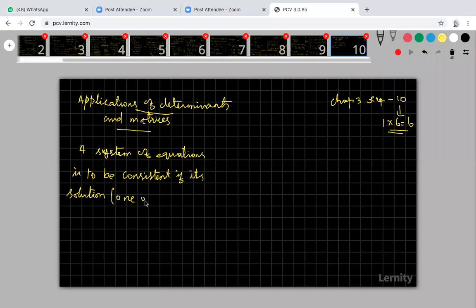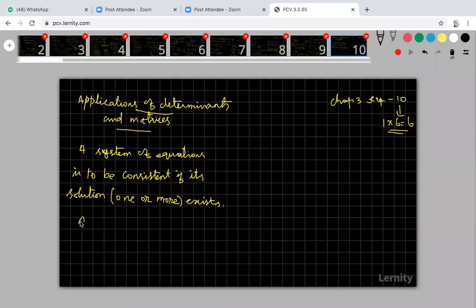Sometimes we get only one solution, which is called a unique solution. Sometimes we get more than one solution, which is called an infinite number of solutions. So if one or more solutions exist, then the system of equations is said to be consistent. Okay, right. So what is inconsistent? A system of equations is said to be inconsistent if its solution does not exist.